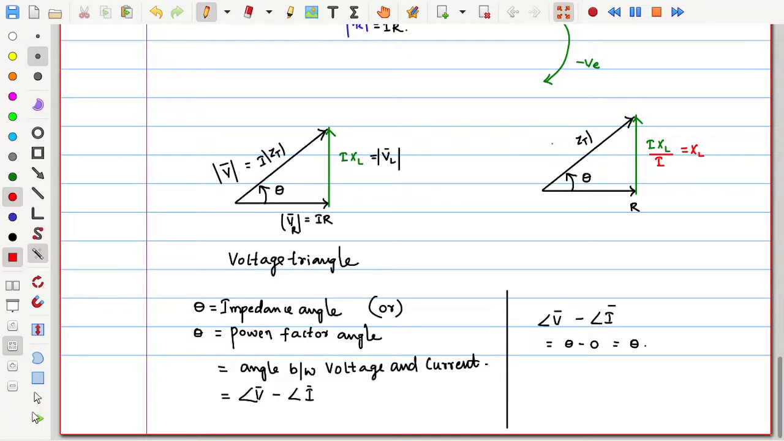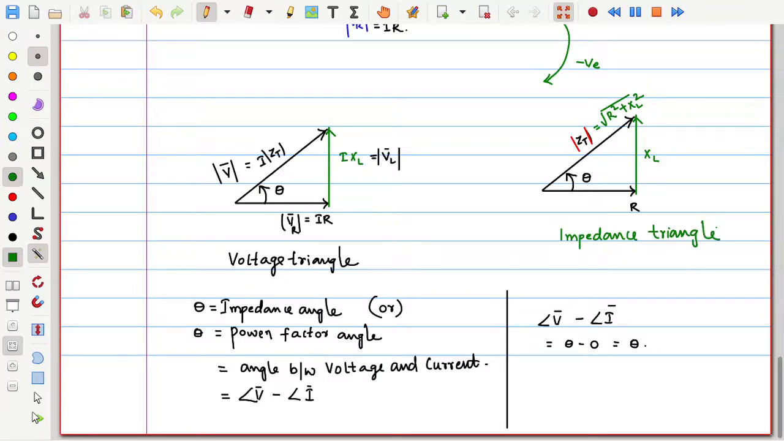So let me remove this I also. What I got is this is XL, this is R, this is mod ZT. How much is mod ZT? The square root of the real part R squared plus the 90-degree position vector XL squared. This we call the impedance triangle.